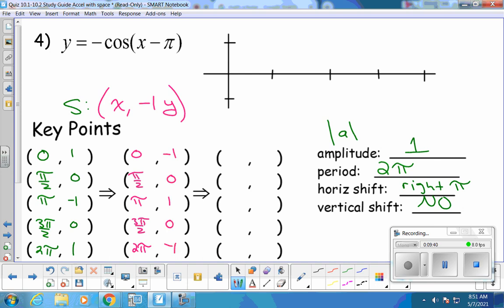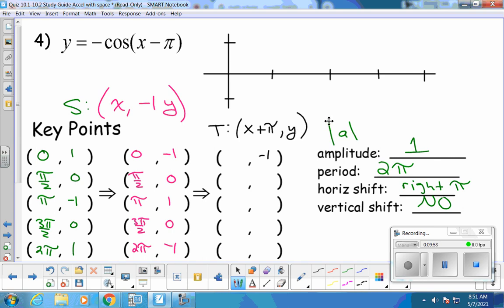So that's just scale change. We're not done. Now we get to do the translation. I need a new color for translation. My translations, my x's are going to move right, so I'm going to have to add a pi. My y's are going to stay the same.